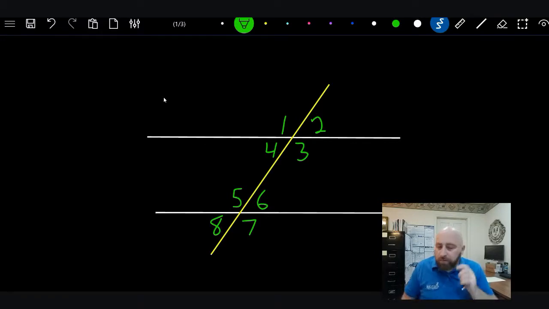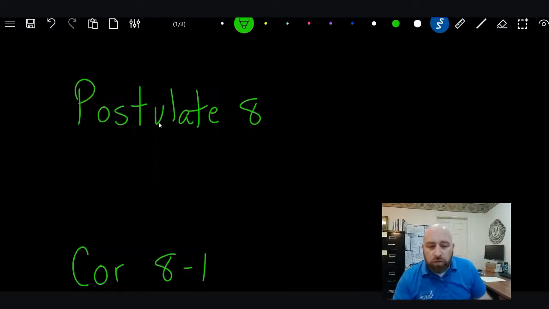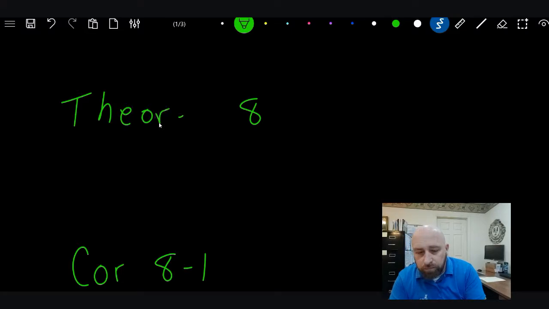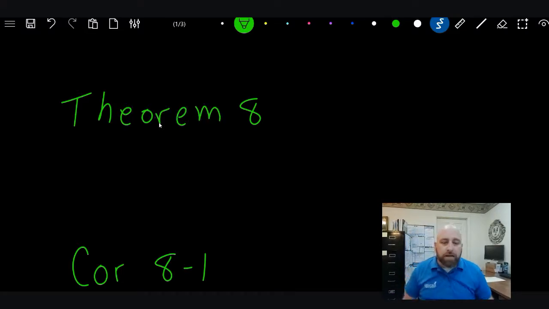So down here, I wrote postulate 8. I don't know what I'm doing. It's not a postulate, it's a theorem. So let's change this. There we go, theorem 8. So theorem 8, here's what it says.